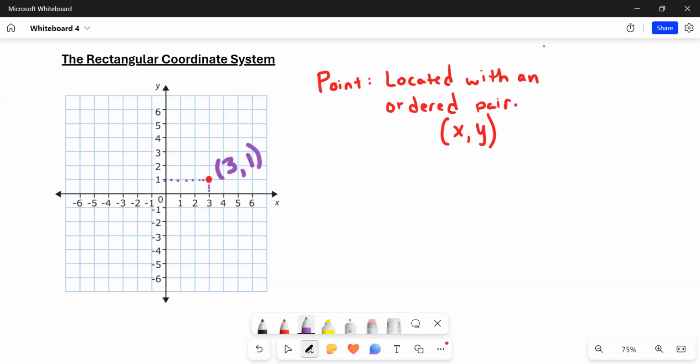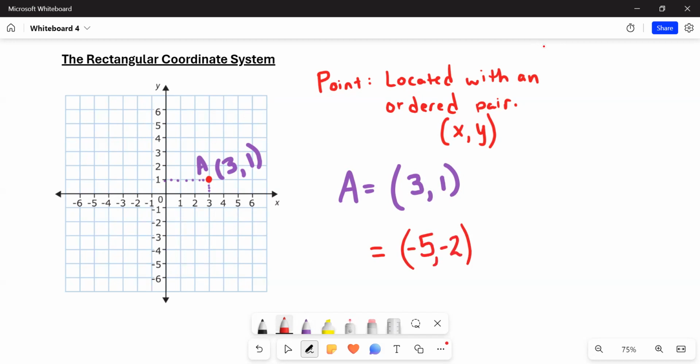You can sometimes give a point a letter name. You don't have to. Like this could be point A. You could say A is equal to the ordered pair (3, 1). You should also be able to do this sort of backwards. Like if I gave you the ordered pair first, like let's say I said (-5, -2), you should be able to find that on the graph.